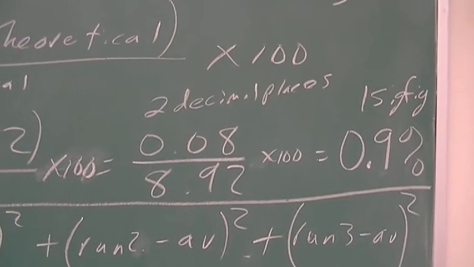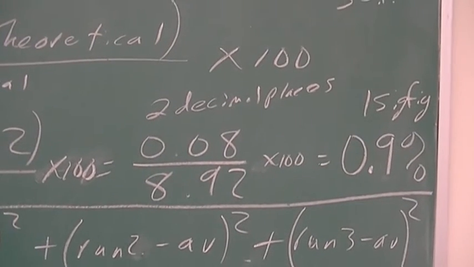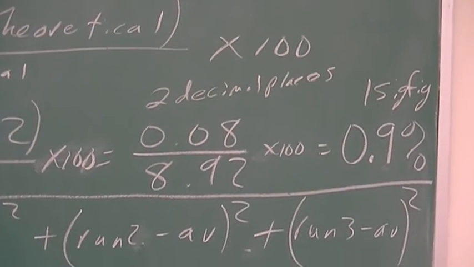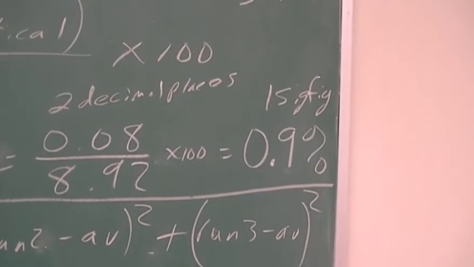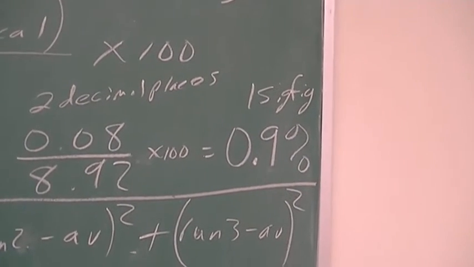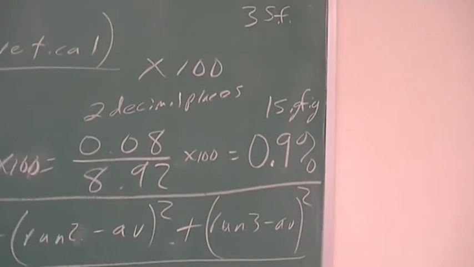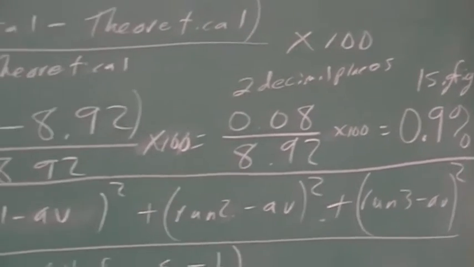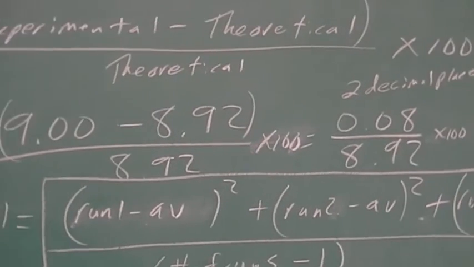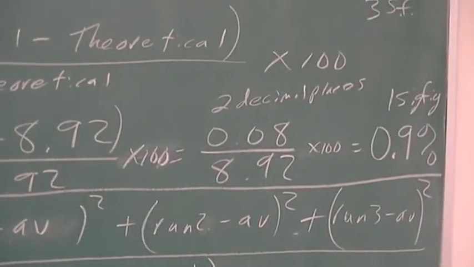All right, so one sig fig divided by three sig figs, we give our answer to one sig fig. So rounded correctly, you get 0.9%. That is how you would calculate the percent error. So every time you do percent error, you have to follow the sig fig rules.